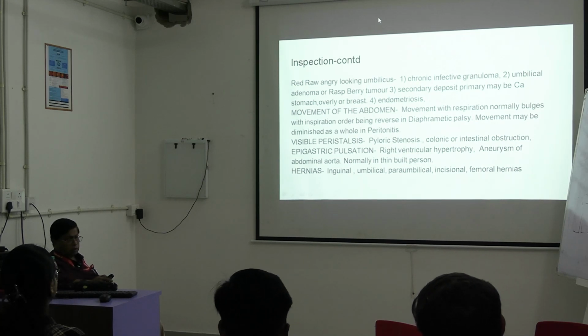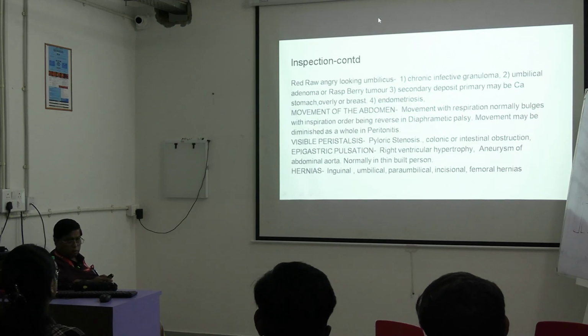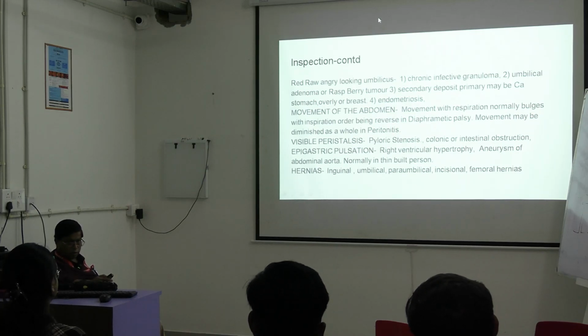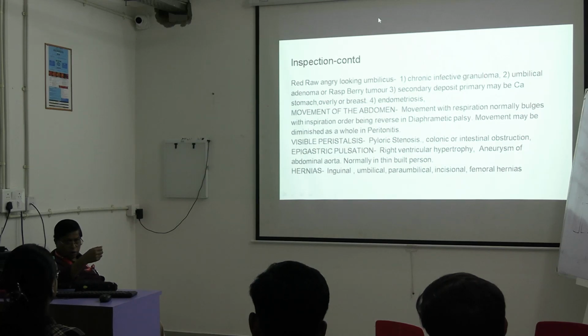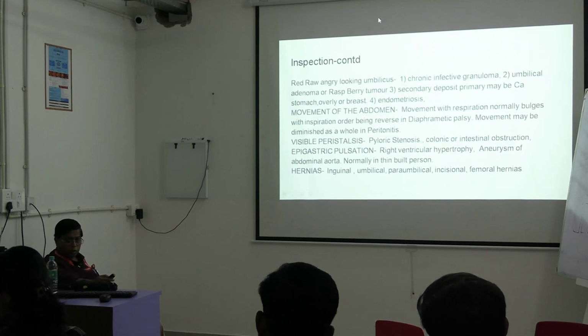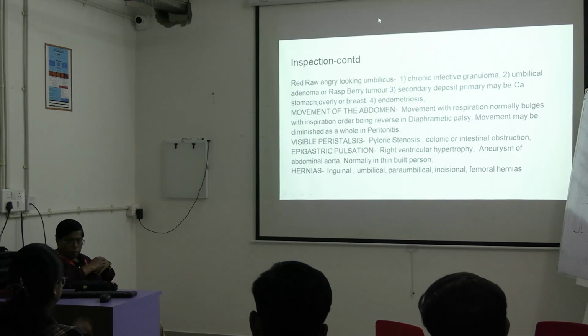Now look for any visible peristalsis. You know in pyloric stenosis we see visible peristalsis in the abdomen. Sometimes, if you cannot see it with the bare eye, we use some irritant on the skin, like some spirit. Spirit gives a cold sensation, and it reflexly starts the stomach movement, and you can see the visible peristalsis. In pyloric obstruction, you can see the stomach movement in the epigastrium.